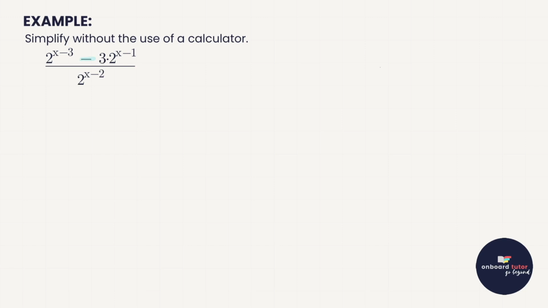Okay, so here, straight away I identify a negative, which means I need to factorize this before I can cancel anything. If I was multiplying or dividing, I could straight away apply the laws of exponents, but this is not the case. Okay, so I'm going to start, and I'm just going to break it up. 2 to the x, 2 to the minus 3, minus 3 times 2 to the x, 2 to the minus 1, over 2 to the x, 2 to the minus 2. Okay, that helps me to identify that in my numerator, I do have a common 2 to the x that I can factor out. So let's do that.